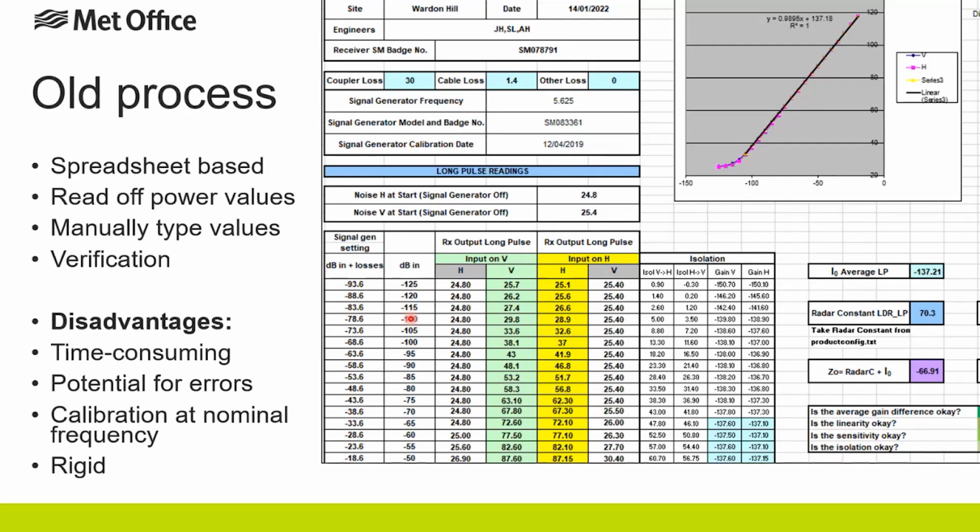There are obviously some disadvantages to this sort of process. For one, it was very time consuming, and due to the amount of manual data entry, there was the potential for errors. We're also restricted to doing the calibration at a nominal frequency rather than the actual frequency of our transmitter at that site. And this process is also just very rigid and difficult to improve upon.